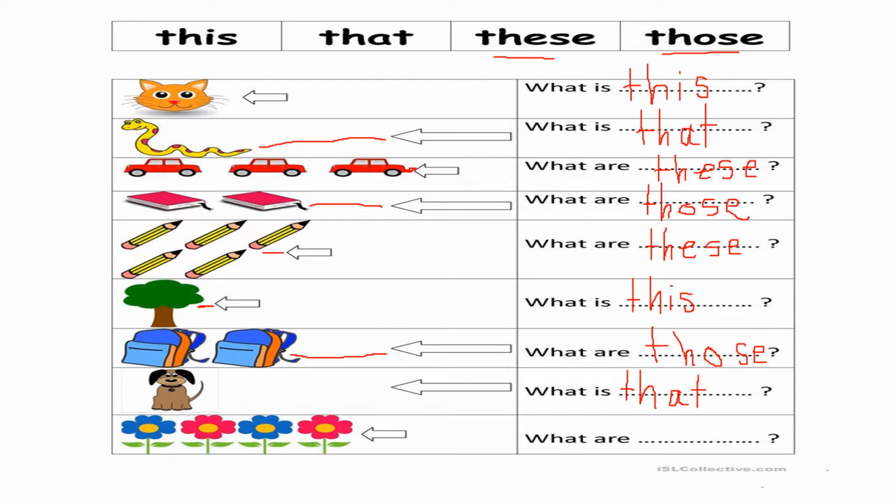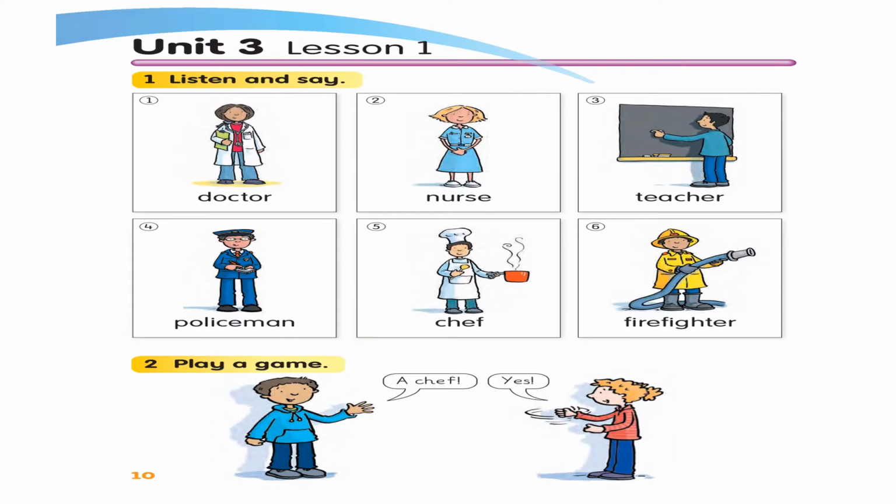Now you guess this one. We have more than one flower and it's close. So what are these or those? It's close. You think about this. I know you are smart. Very good. Let's move to Unit 3.